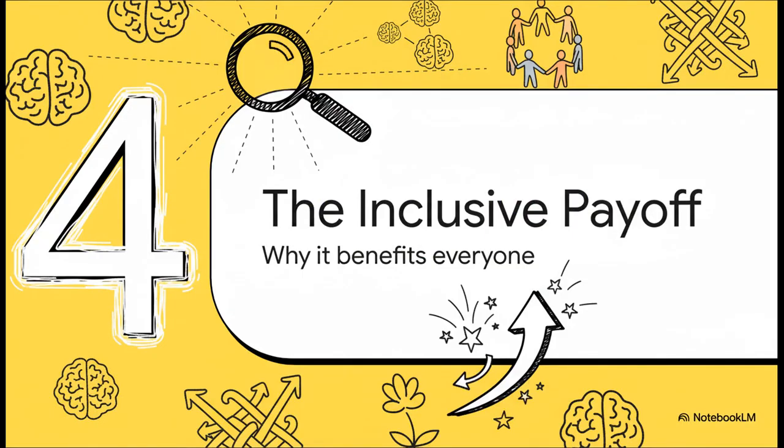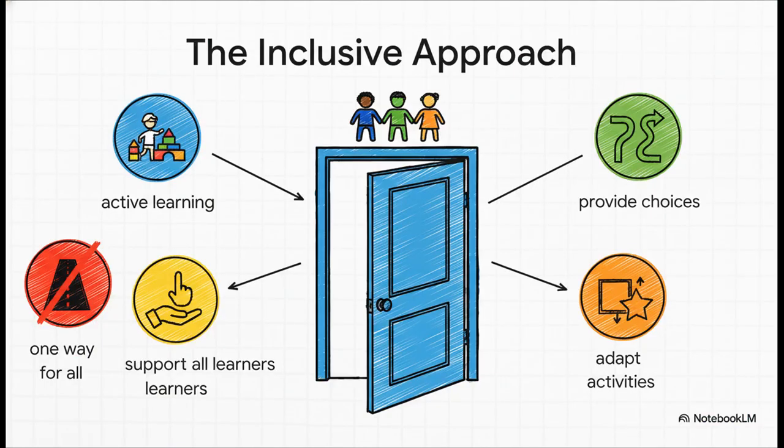Okay, so let's zoom out for a second. We've seen the model in action, step by step. What's the big picture payoff? Why does designing lessons this way even matter? Well, by shifting our whole way of thinking, away from teaching everyone the exact same way, we create a learning environment that is just fundamentally richer.